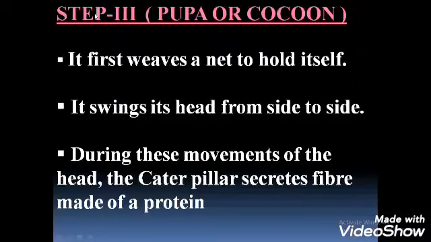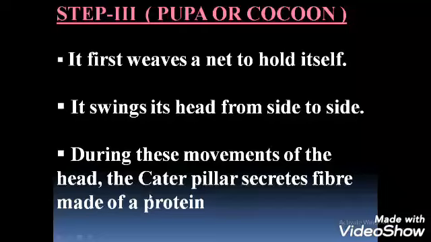Then the third step, that is pupa or cocoon. It first weaves a net to hold itself. Then it swings its head from side to side. During these movements of the head, the caterpillar secretes what? Fiber made of a protein.